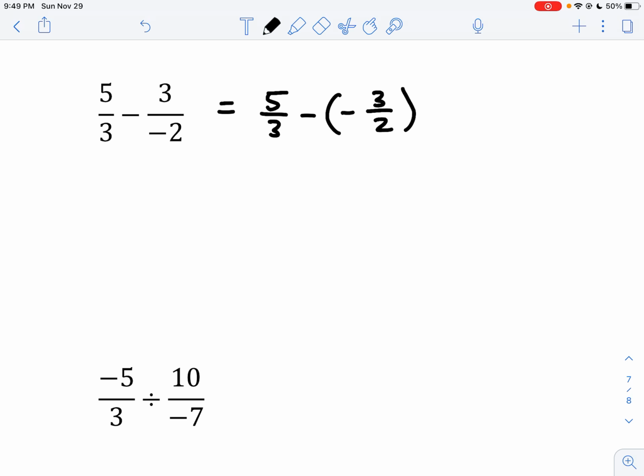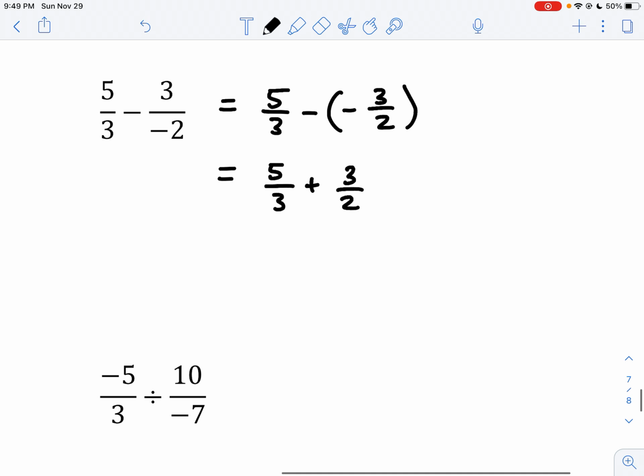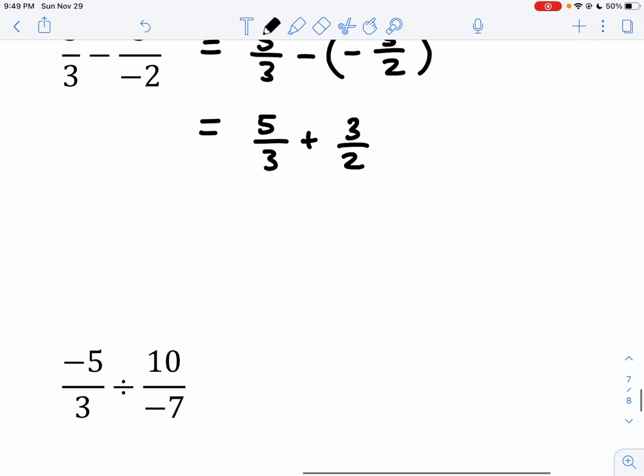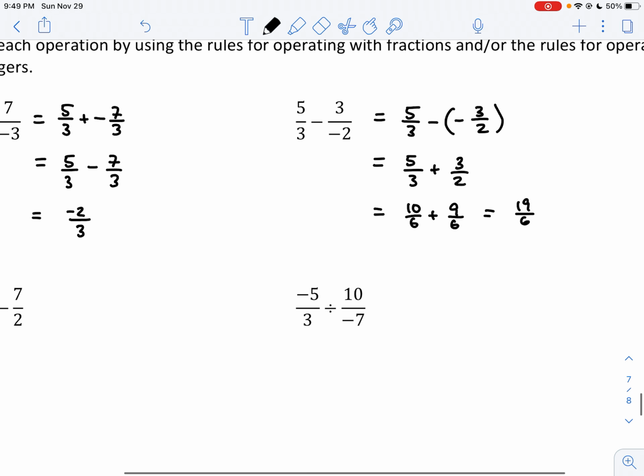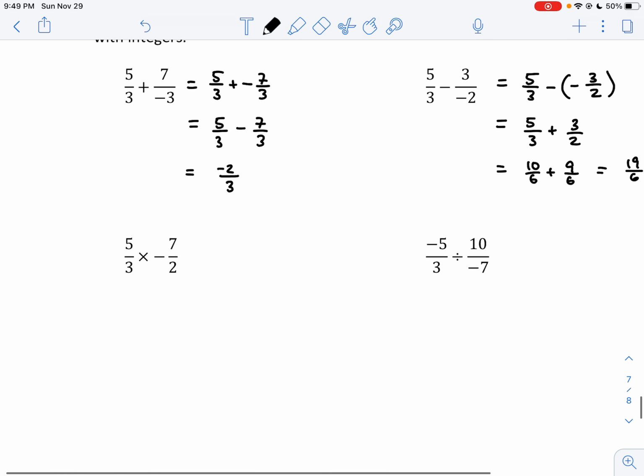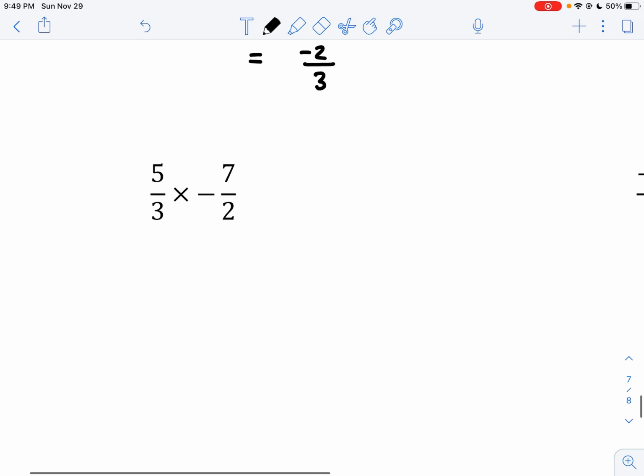But when you remove a negative, when you remove debts, you get assets, right? If you think of money. So our rule for subtracting a negative is to add instead. So we really just have to add 5/3 and 3 halves. And now we need a common denominator. We need to write these in terms of sixths. So this is 10 sixths plus 9 sixths. And so we get a final answer of 19 sixths. And that is as reduced as it gets.